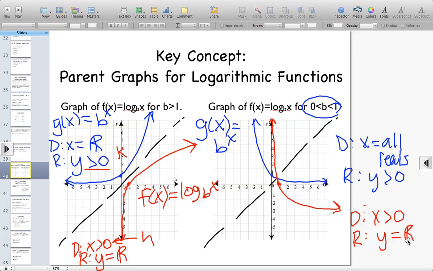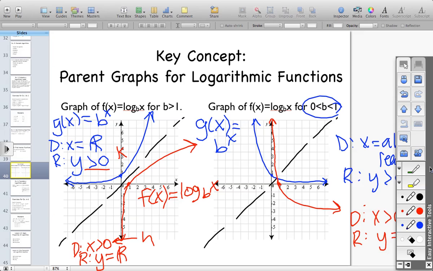Take a moment to copy this down into your notes so you can refer back to it and really notice the differences between what's happening with the exponential functions in blue and what's happening with the other functions in red, the logarithmic functions.